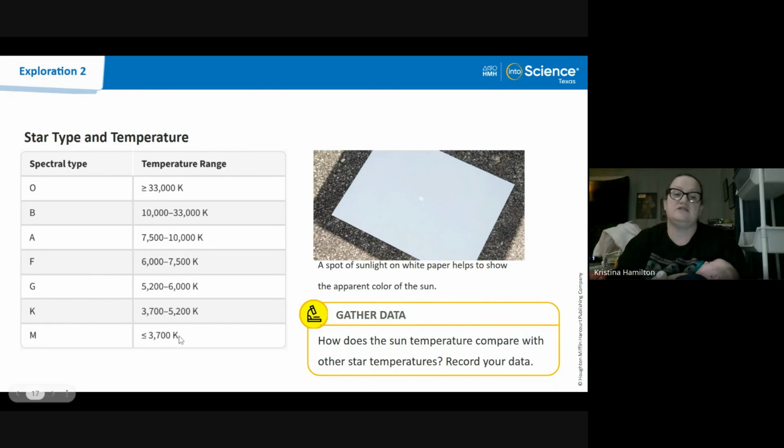So as you're reading this, you know that our star is a G. That's what you guys need to remember. So I always say, go us. That way you can remember that G is our star's type.